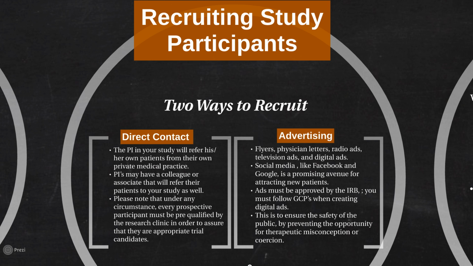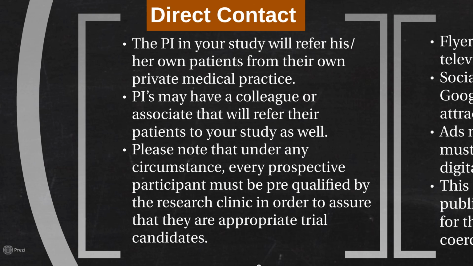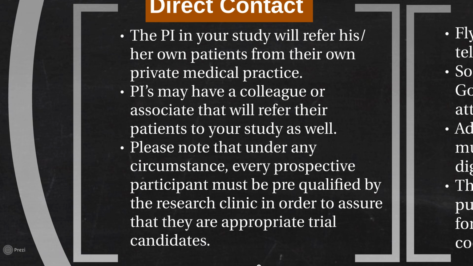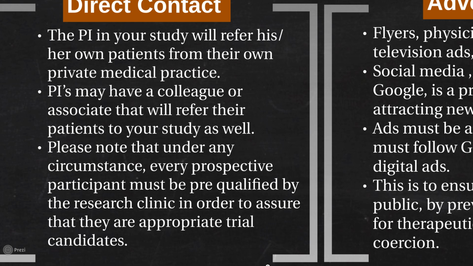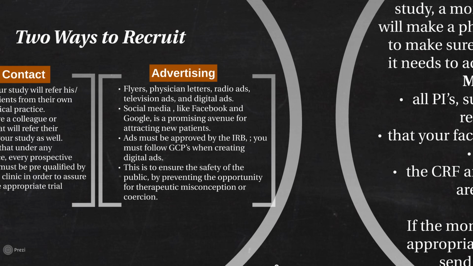So here's about recruiting study participants, and I got a completely different book, and there's going to be a whole other presentation, just like this one, on how to recruit clinical trial study participants. But just real quick, there are two ways to recruit, either directly from the PI or their colleagues from the practice, or advertising, which are flyers, radio ads, TV ads, social media ads, Google ads. Those things have to be approved by the IRBs as well. And this kind of shows you more about it.